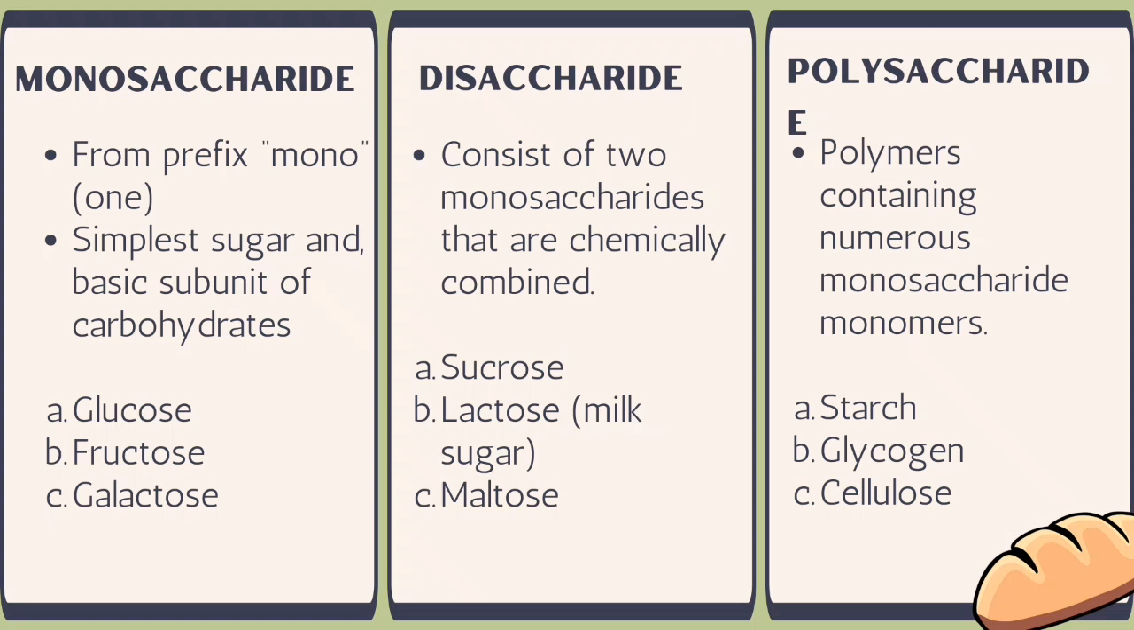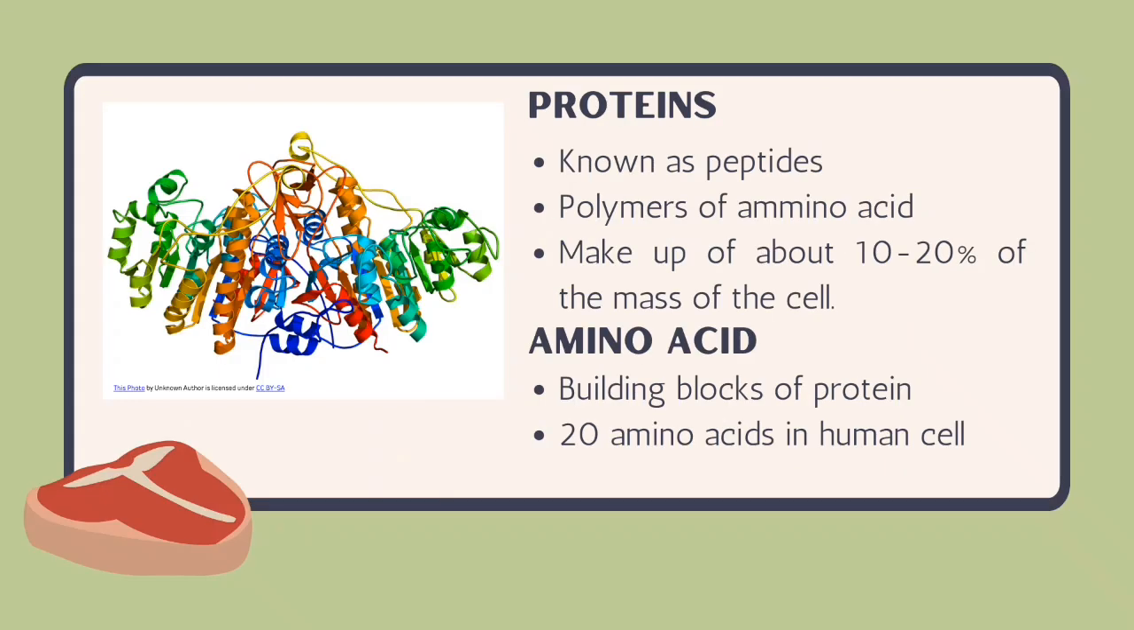Let us proceed to the last classification of carbohydrates, which is polysaccharide, also known as glycans. It is a polymer containing numerous monosaccharide monomers. It is a large molecule that is made up of many smaller units that are joined together. There are three common polysaccharides, which are the starch, glycogen, and cellulose.